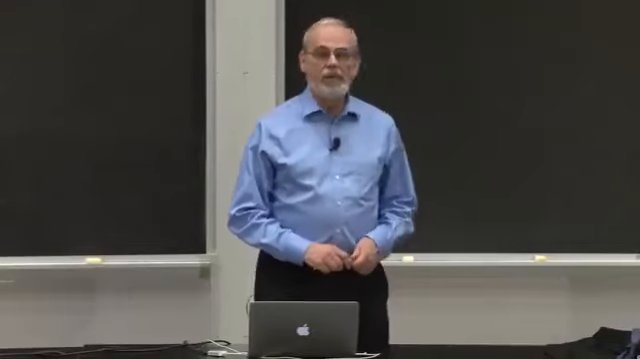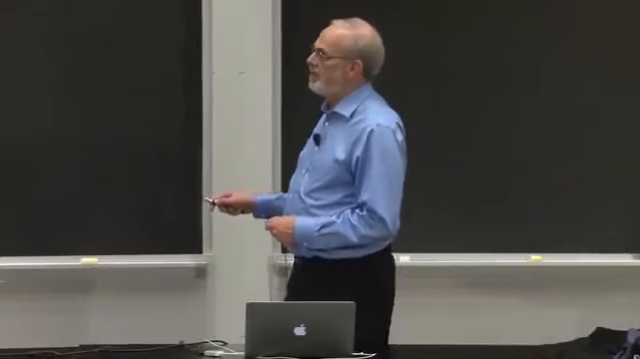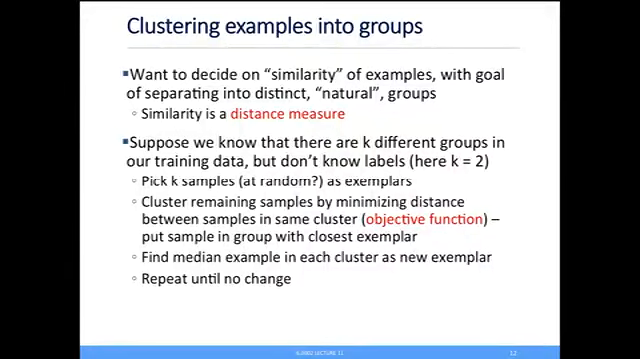It's a very standard way, and it works basically as follows. If all I know is that there are two groups there, I'm going to start by just picking two examples as my exemplars. Pick them at random. Actually, at random is not great. I don't want to pick too close to each other. I'm going to try and pick them far apart. But I picked two examples as my exemplars.